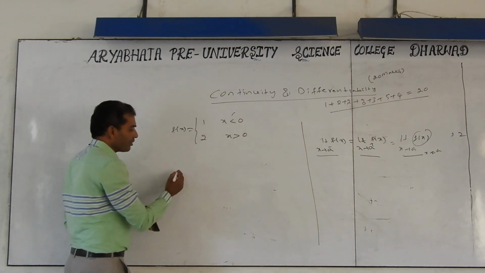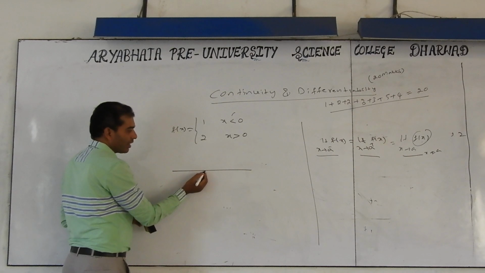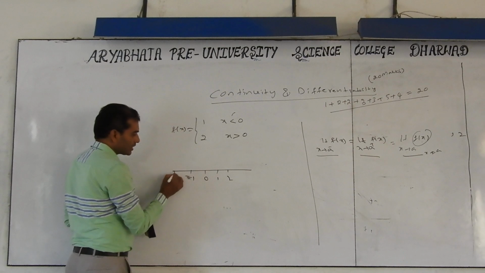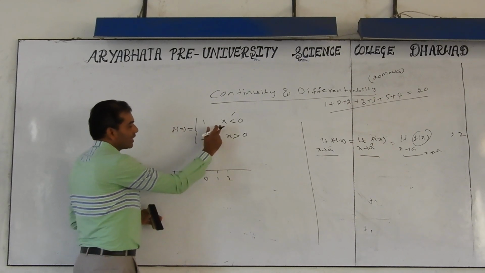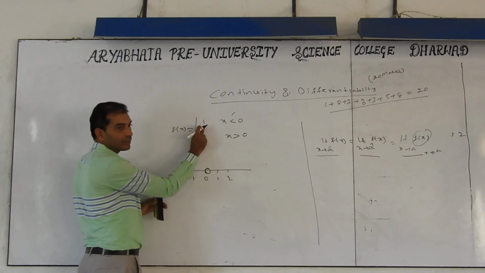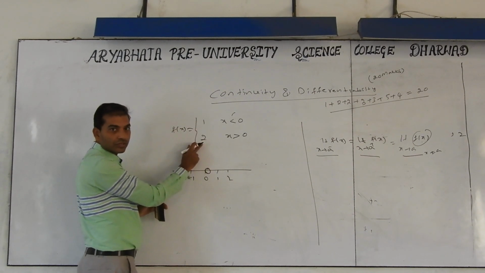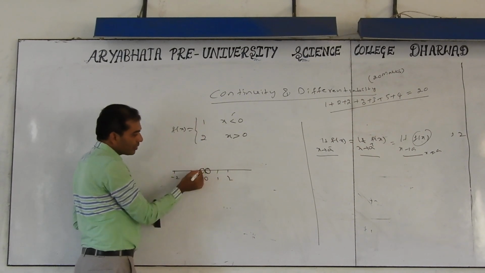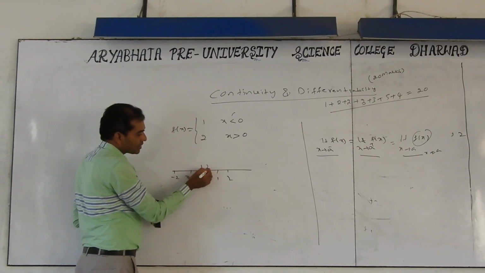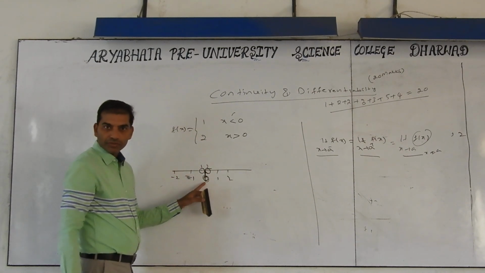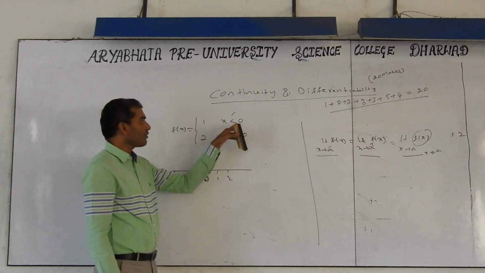Changing function, how do we know that? For example, if you draw the graph, this is 0, this is 1, this is 2, this is minus 1, this is minus 2. Right? Right neighborhood of 0, value? Above 0, 2. Left neighborhood of 0 is 1. So, left neighborhood and right neighborhood values are not equal. When it is not equal, this function is changing at what point? 0.